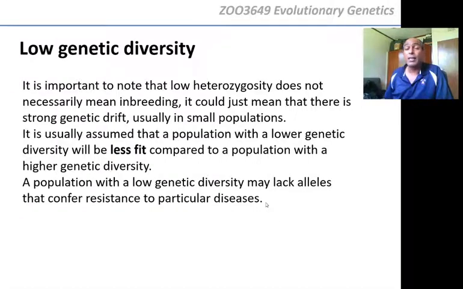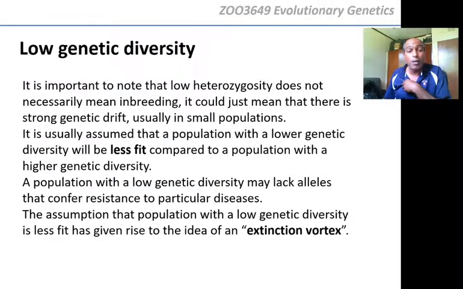And so if in a population with low diversity, where everybody has one allele, and that is not the right allele, the fittest allele, you're going to be in trouble when the environment changes. Everyone's going to die, okay? Whereas if you had a higher diversity, maybe some will survive because of that environmental change. They would have the right allele, okay?